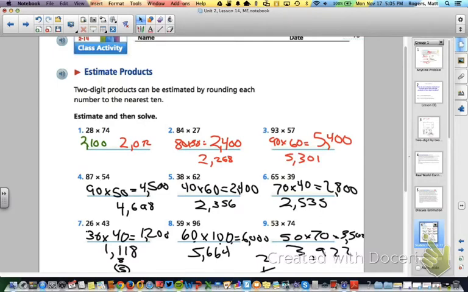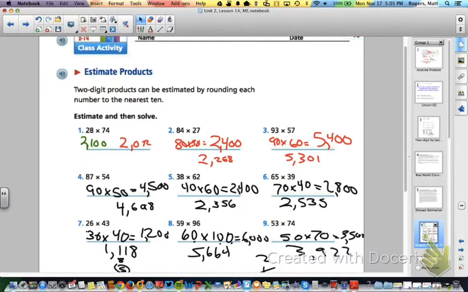So 3 times 7 is 21, and then I would add the two zeros from the 30 and the 70. And then I would get an exact answer and compare to see how close I was. The next one, for instance, 84 rounds down to 80. 27 rounds up to 30, which gives me an estimated amount of 2,400.